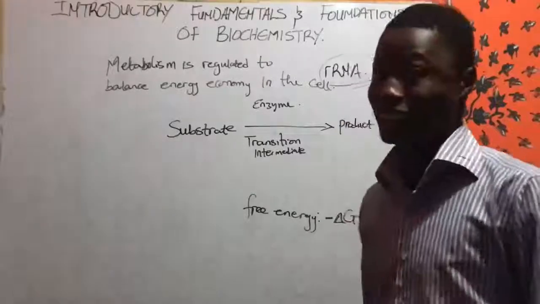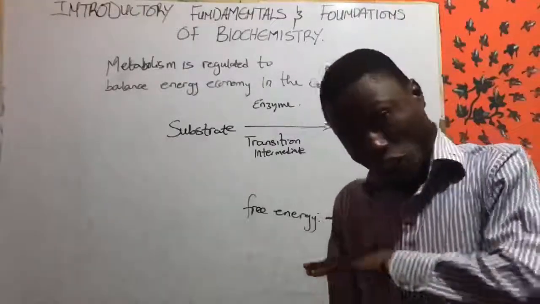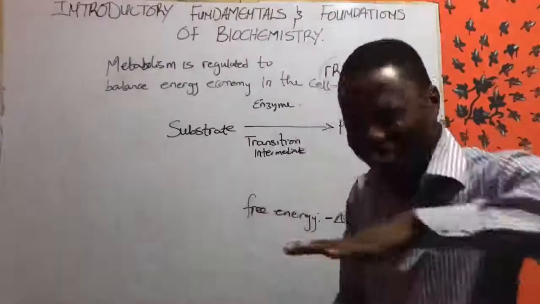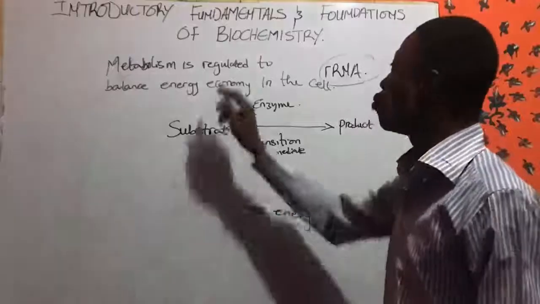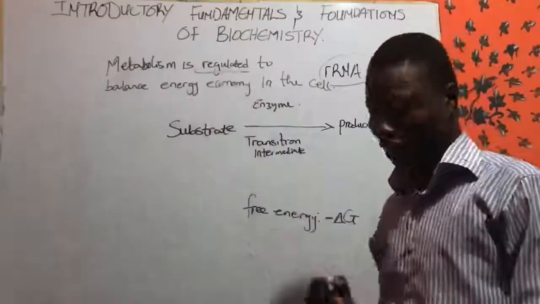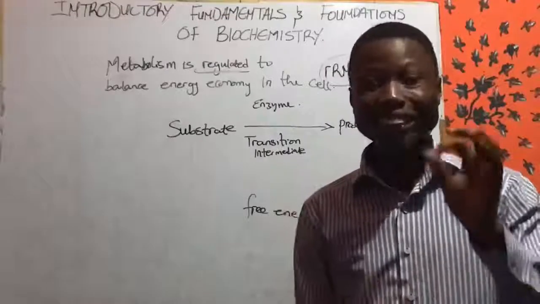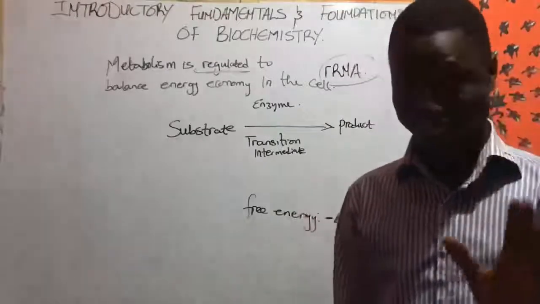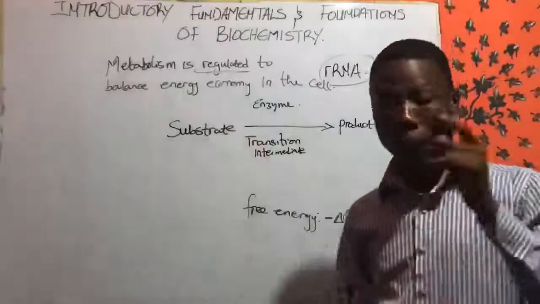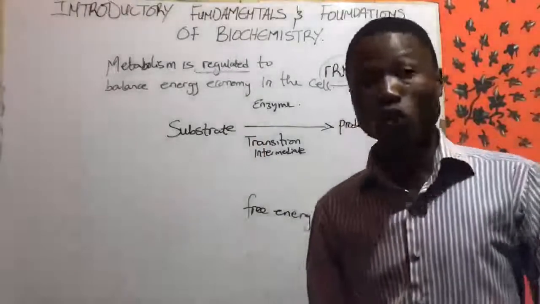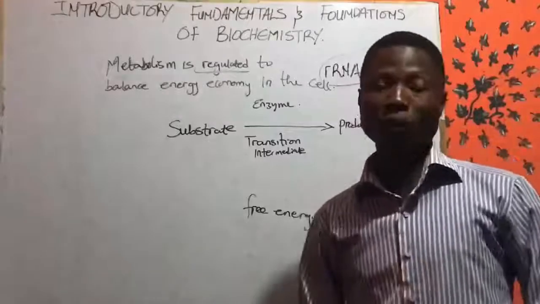But despite the fact that this occurs on an average constant level or on an average dynamic steady rate in the cell, it is regulated such that biomolecules are only produced at the rate at which cells need them, and biomolecules are also degraded at the rate at which the cell uses them. This is what I'm trying to explain there.